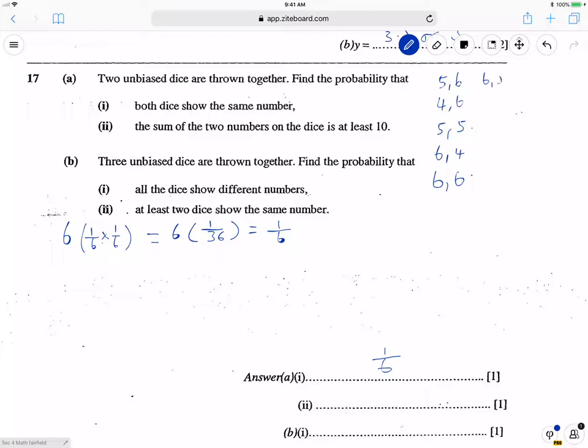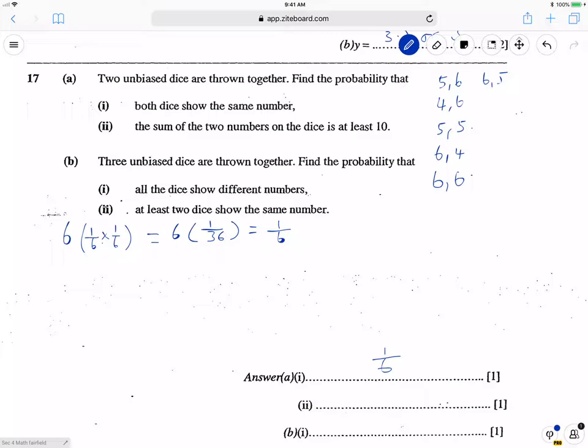And 6, 5. Any more? 4, 6, 6, 4, 5, 5. Yeah. Okay, so how many are there here? 1, 2, 3, 4, 5, 6. How many pairs or combinations can there be? 36. 1, 1, 1, 2, 1, 3, 1, 4, 1, 5, 1, 6. There are 36 possible pairs.